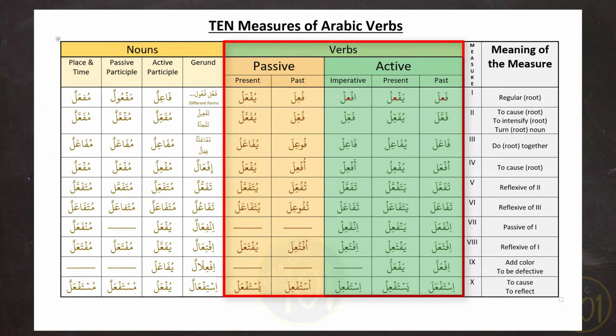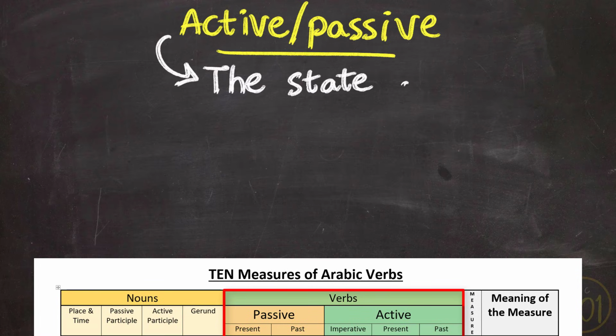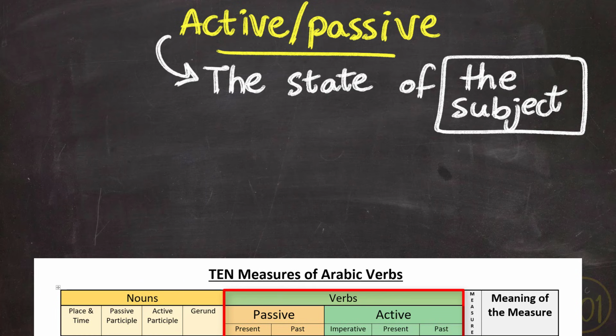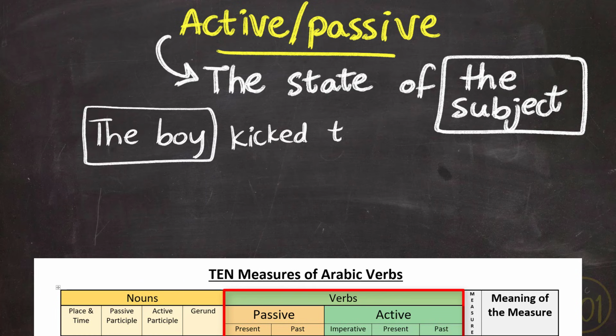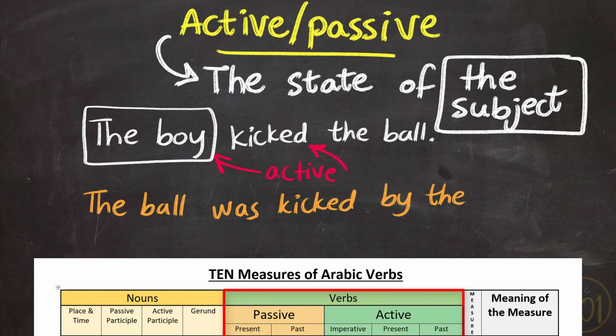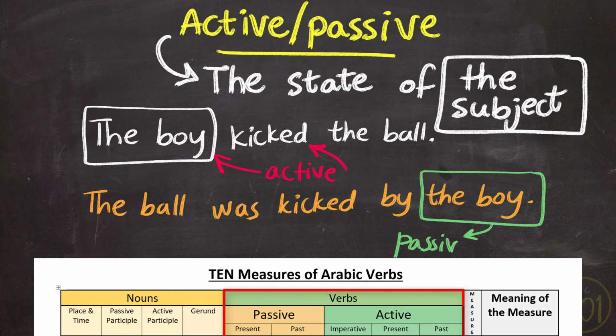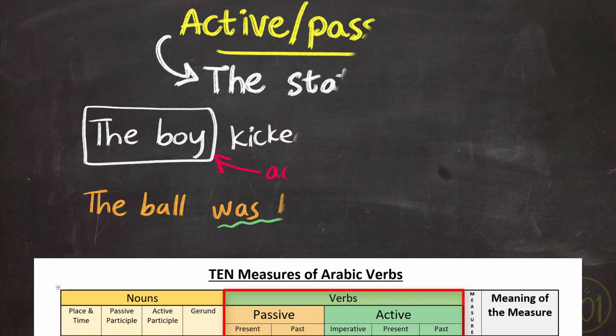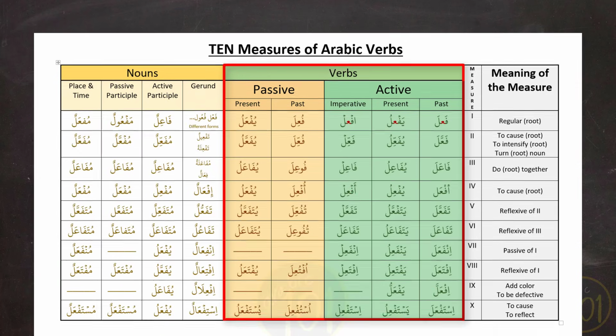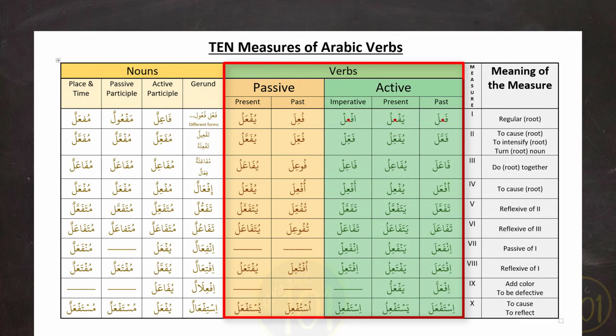And for those who don't know, active or passive refers to the state of the subject. Like when we say, the boy kicked the ball. Here, the boy is an active subject. But if you want to make the boy a passive subject, we would say, the ball was kicked by the boy. This is a passive sentence, and the passive verb in this case is was kicked. So this is the difference between active and passive. And since there are far more active verbs in the Quran, it is logical to start with the 3 main conjugations of the active verbs first.